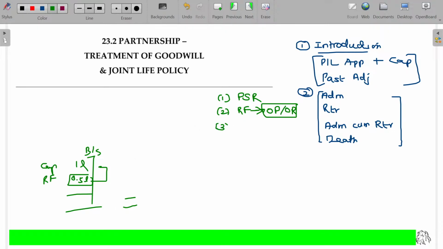The third one being assets and liabilities appearing in the balance sheet, say land and building, maybe 50,000 rupees.